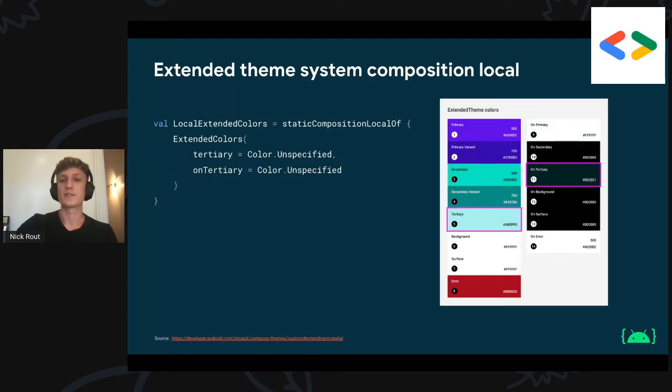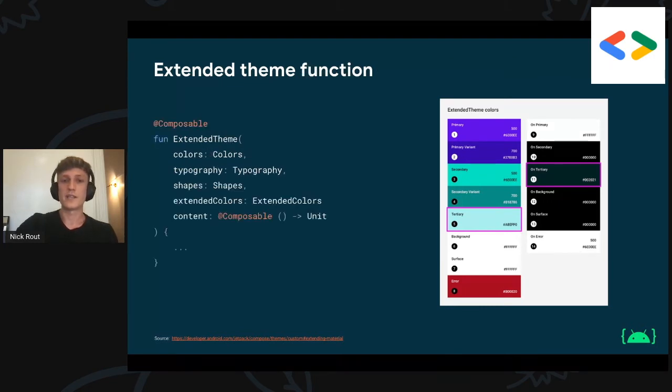And then here we're just using color but unspecified as our defaults because we don't want to assume any particular defaults for extended colors implementation. We then create our theme function, which I've named extended theme. The initial parameters for this are going to be all the things that you would expect to pass to a material theme, because remember that we want to keep all the material theming values. Our additional extended colors parameter, which is going to model our extended colors, and then our content parameter.